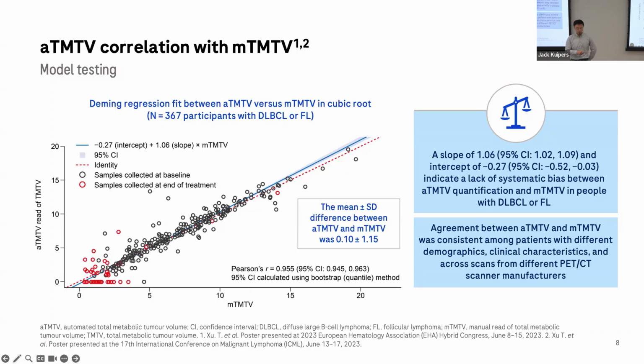particularly at the end of the treatment, the performance is slightly biased in the samples with lower TMTV values. So we see a slope deviated from the x equals y case. The average difference was in general very close to 0. When we look into the subgroups, as I showed in the previous slide, overall performance was consistent with what we see here.